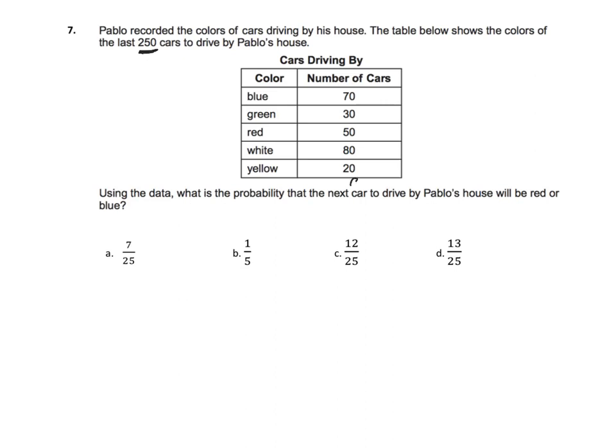All of the zeros still equal 0. We got 7 and 3 is 10. 8 and 2 is 10. 10 and 10 is 20. 20 plus 5 is 25. So we do get 250. So that should be the bottom number in our fraction.